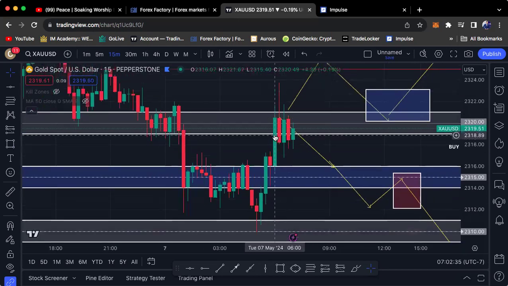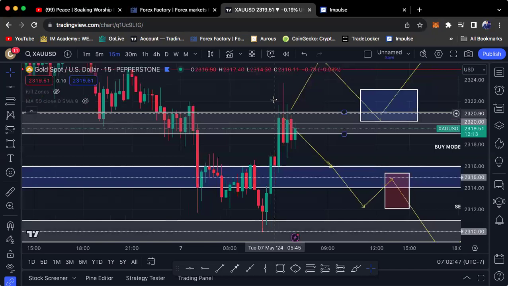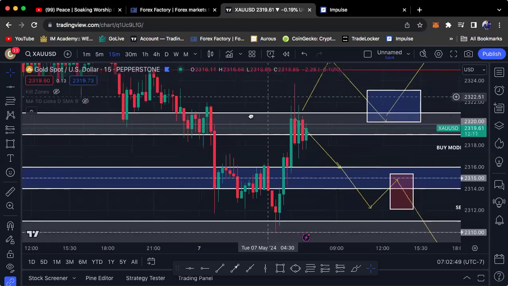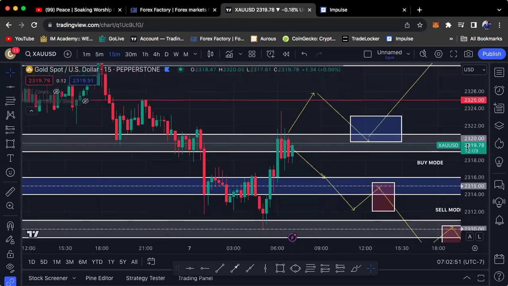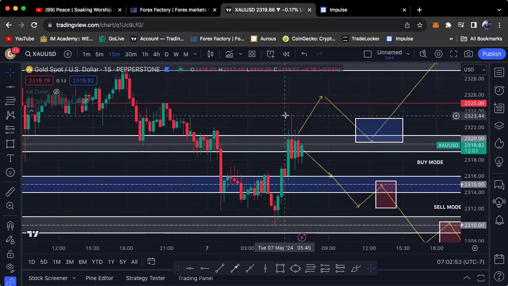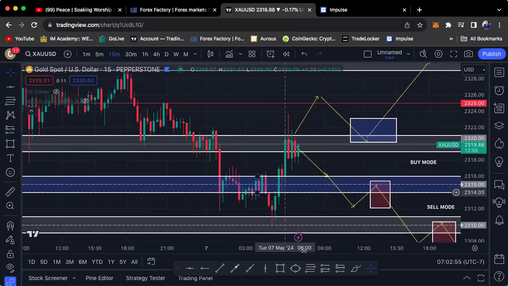But I don't want to catch that trade. This is a 50 pip move right here. This bullish move is only 50 pips. I want to catch 50 pips? That's more scalping. I'm not a scalper. I want to catch at least 100 pips. 100, 150 pips.